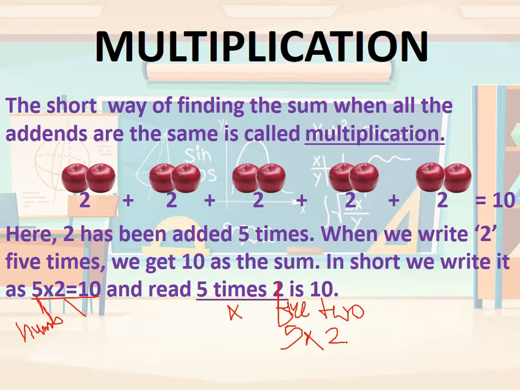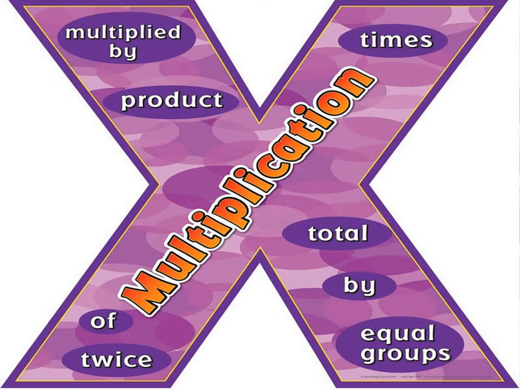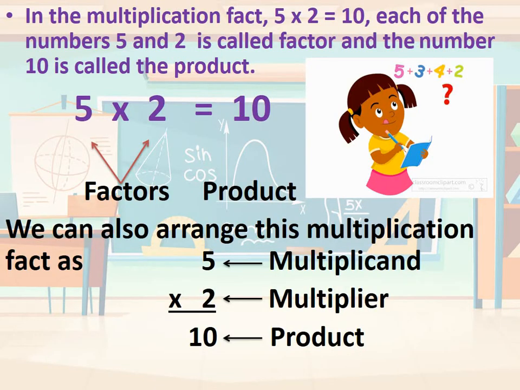Now, what is multiplication? We do multiplication to find the product, to increase the value. Now here I am writing 5 multiplied by 2 is equal to 10. Here this 10 is known as the product. What is the product? After multiplying any numbers, whatever answer we are getting is known as the product.